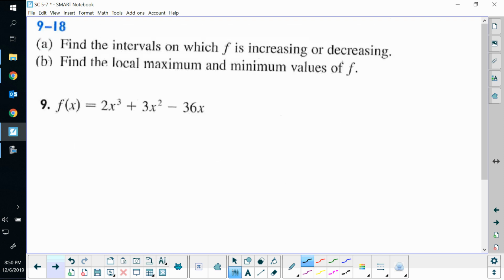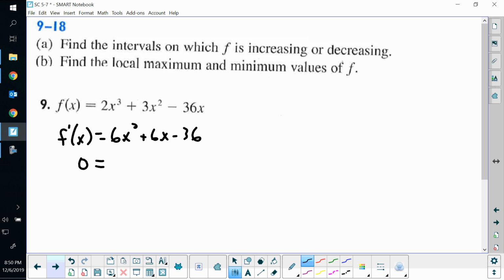So now we're going to do the exact same process, but instead of having a graph of a derivative, we're given the equation for f. So we'll go ahead, we'll take our derivative, f prime of x. We'll get 6x squared plus 6x minus 36. We'll find our critical values. It's a quadratic, so the derivative exists everywhere. So we just want to see where the derivative is 0.